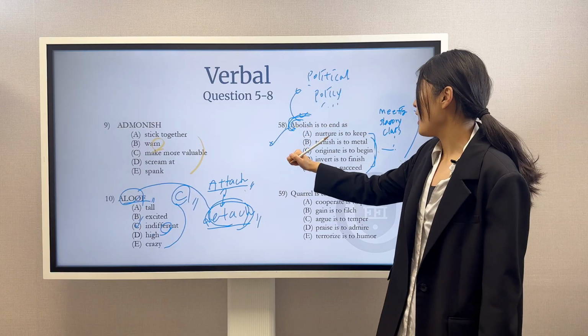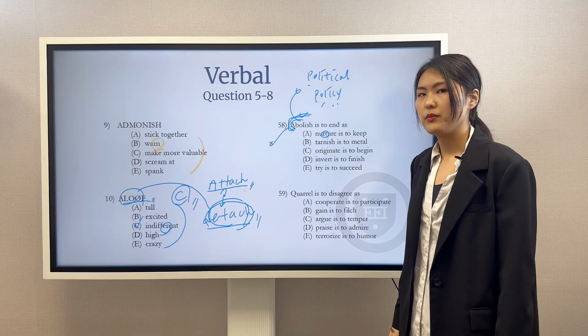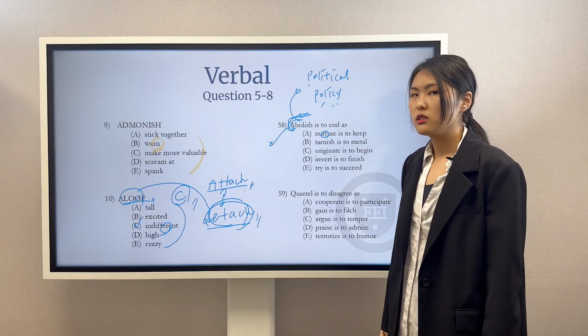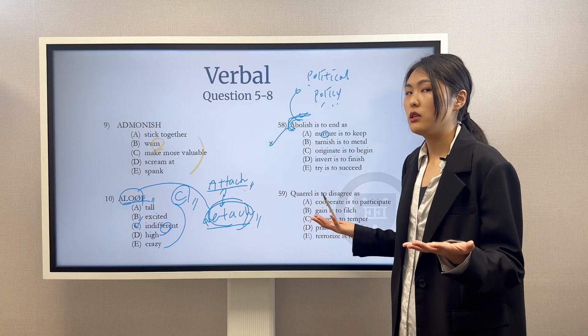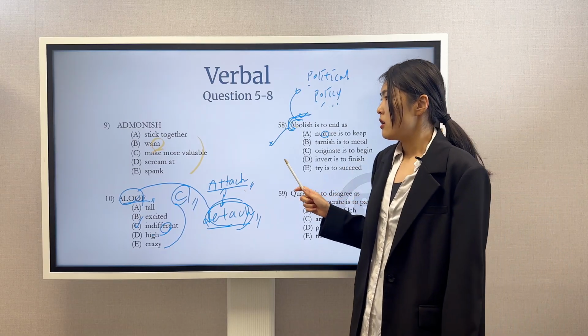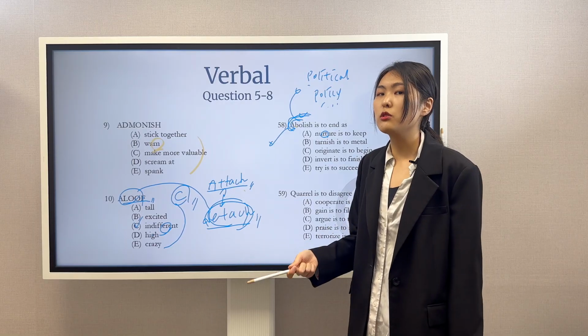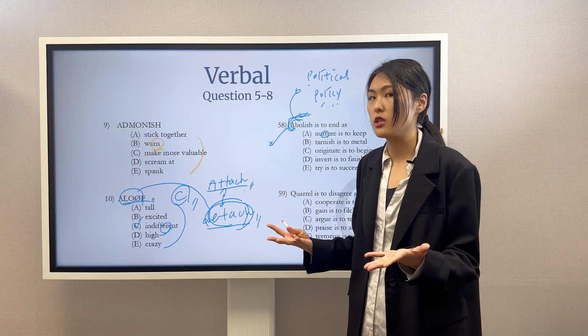Okay, let's start with A. Nurture is to keep. What does nurture mean? Nurture means to grow something, right? To foster something. So for example, if someone helps you nurture your skills, that means someone helped you to grow your skill, to improve your skill, right?